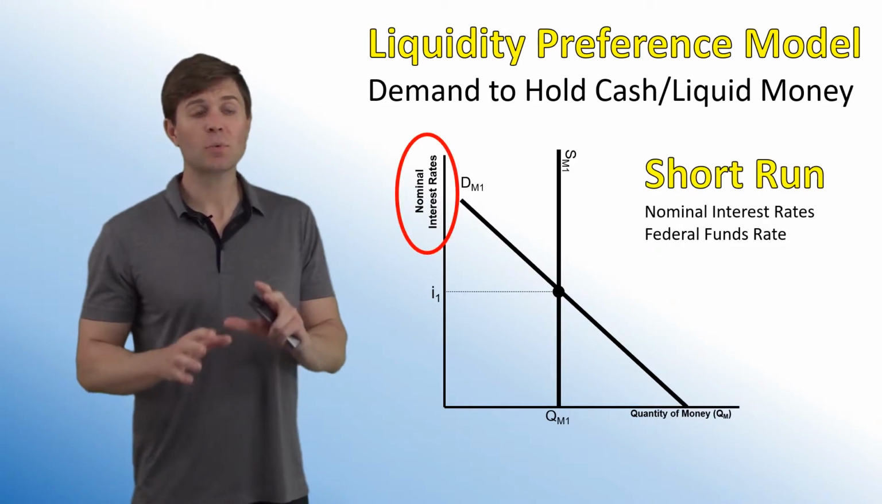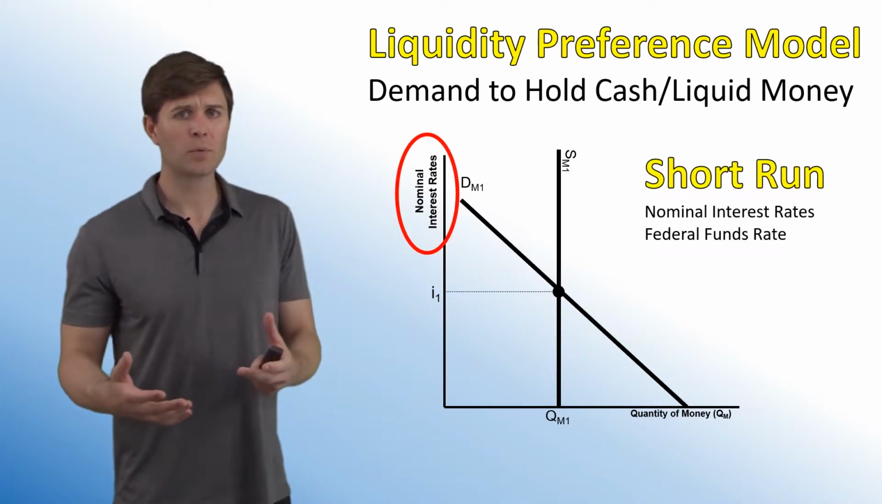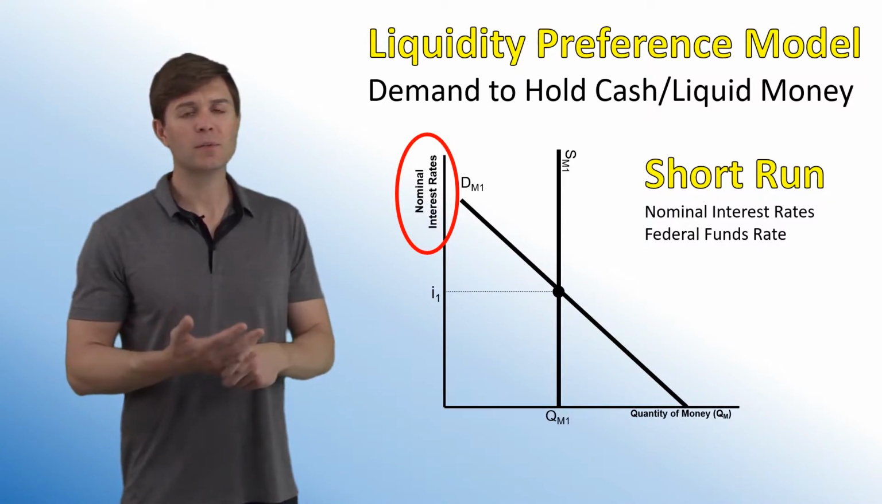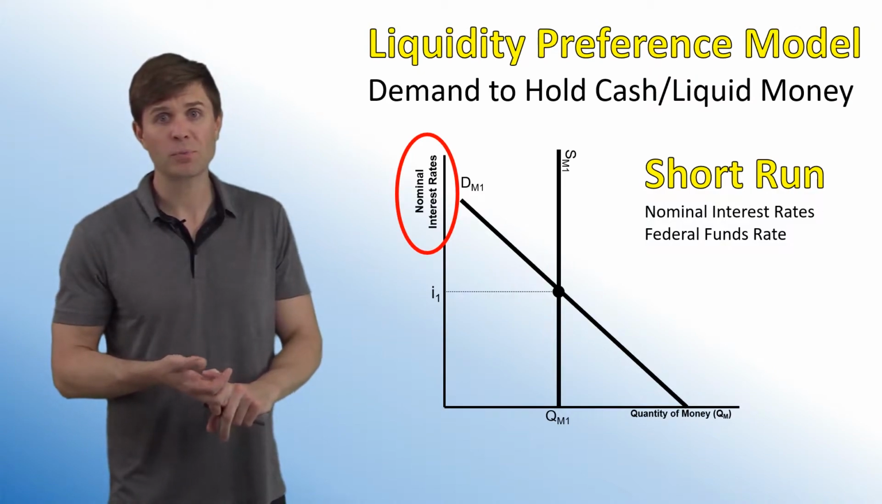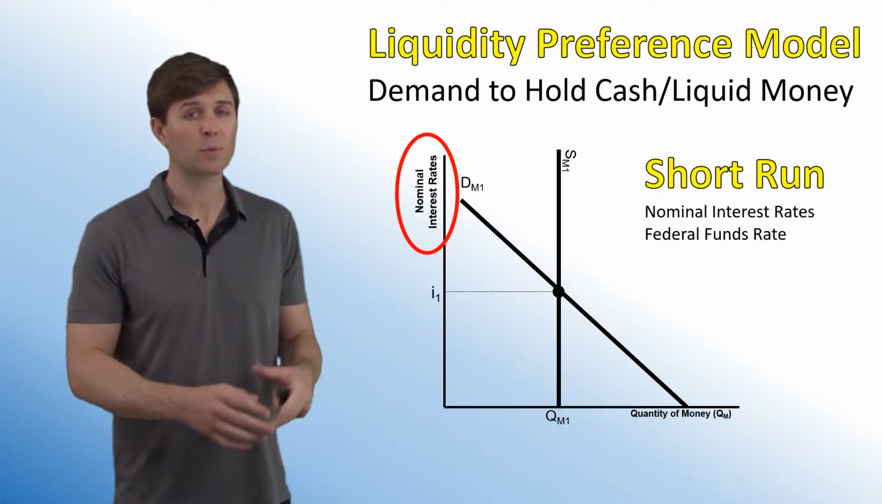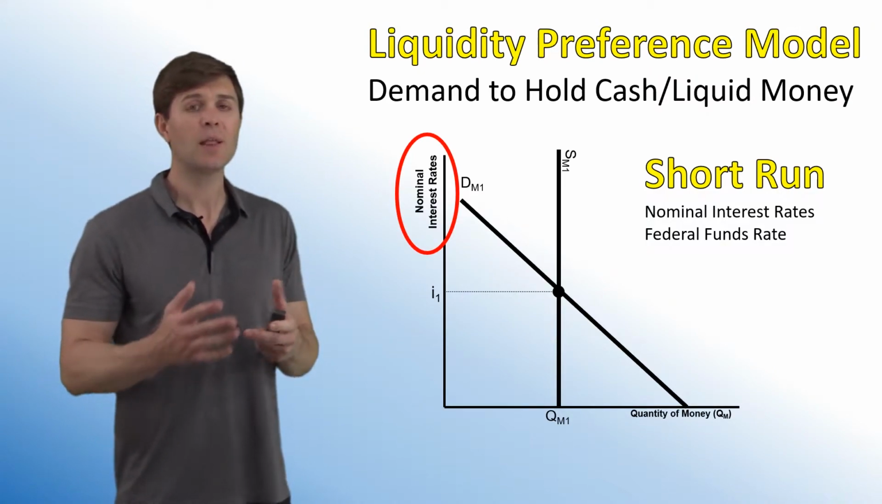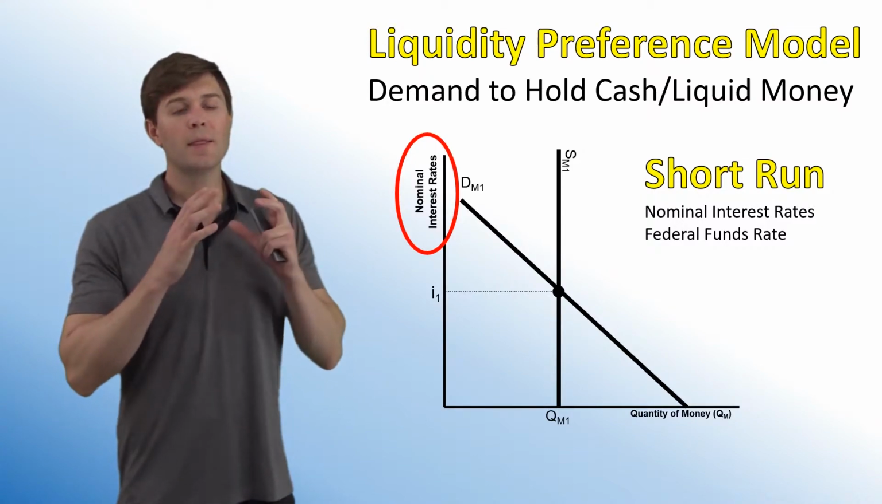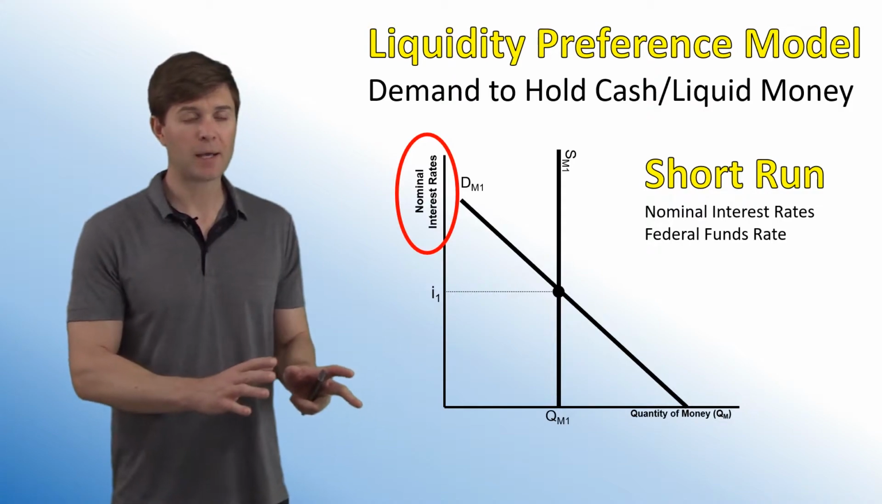Another big thing about this one is it's short run. Loanable funds is more long run. This one's short run, and it deals with nominal interest rates. The federal funds rate is closely tied to this, because when the Federal Reserve is making decisions, their goal is usually to impact the federal funds rate. So this one is tied more to this model right here.